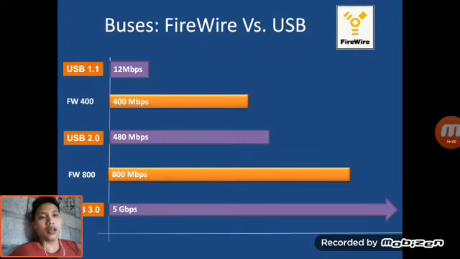Now we're gonna discuss the advantages and disadvantages of Firewire versus USB. The USB 1.1 is 12 Mbps, while the Firewire 400 is 400 Mbps. Then the later version of USB, which is USB 2.0, has a speed of 480 Mbps, while Firewire 800 has a rate up to 800 Mbps. And the later part of USB, which is USB 3.0, has a maximum capacity transfer rate of 5 gigabits per second.